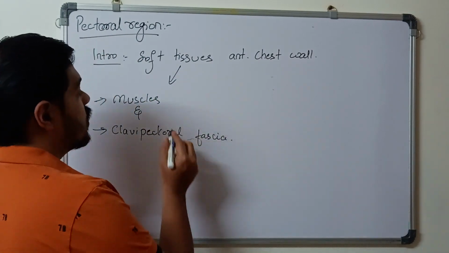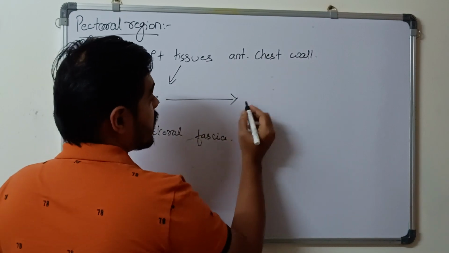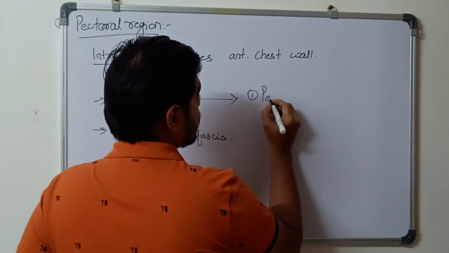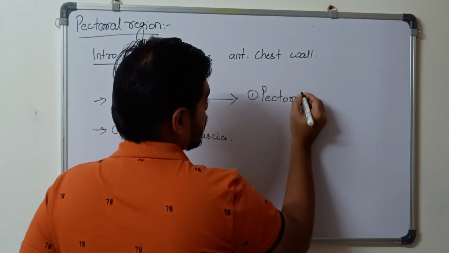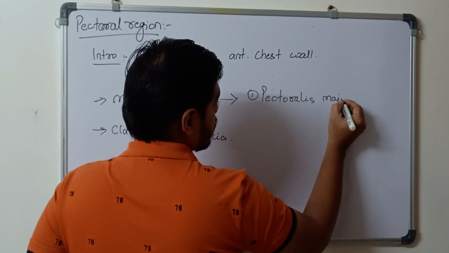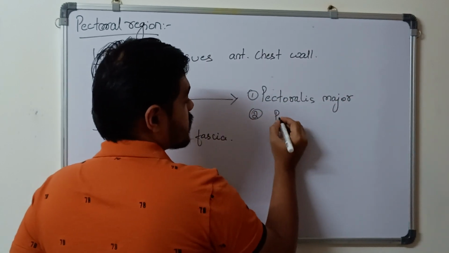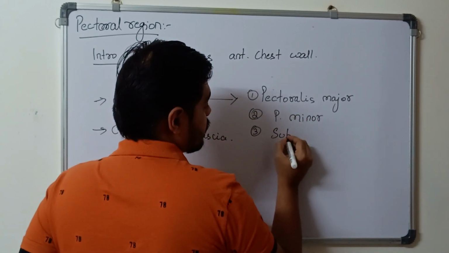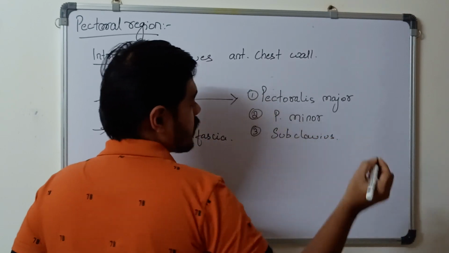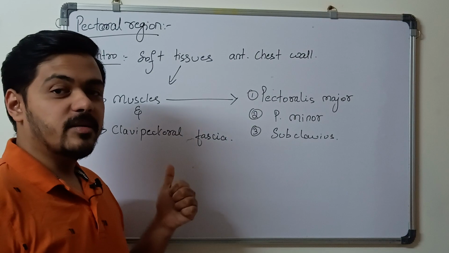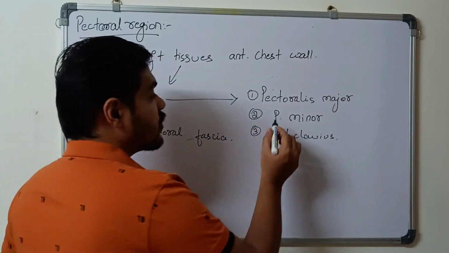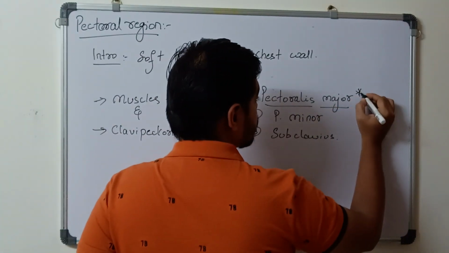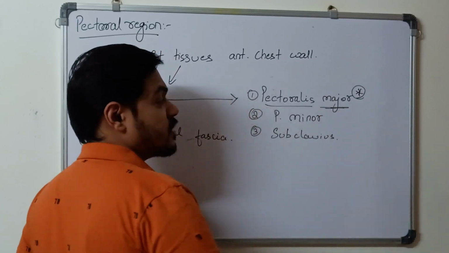Now, coming to the muscles, what are the important muscles present in the pectoral region? There are three muscles. The first one, the most important one, is the pectoralis major. The second one is the pectoralis minor, and the third one is the subclavius. These are the three muscles present in the pectoral region. Out of these three, pectoralis major forms the bulk of the pectoral region. Hence, this is the most important and the most frequently asked question in your university examinations as well.